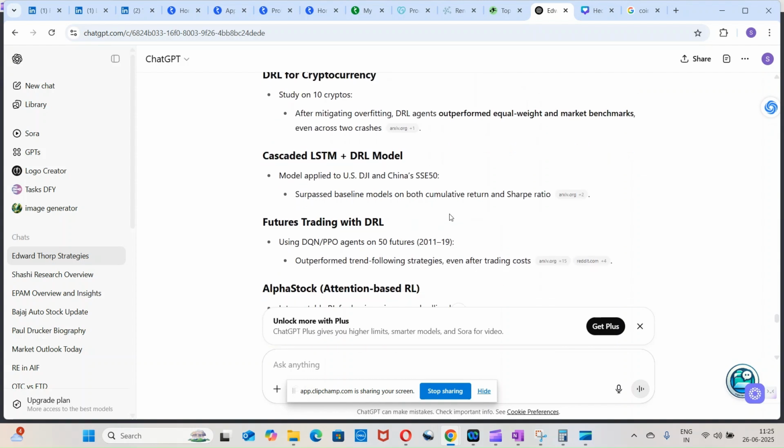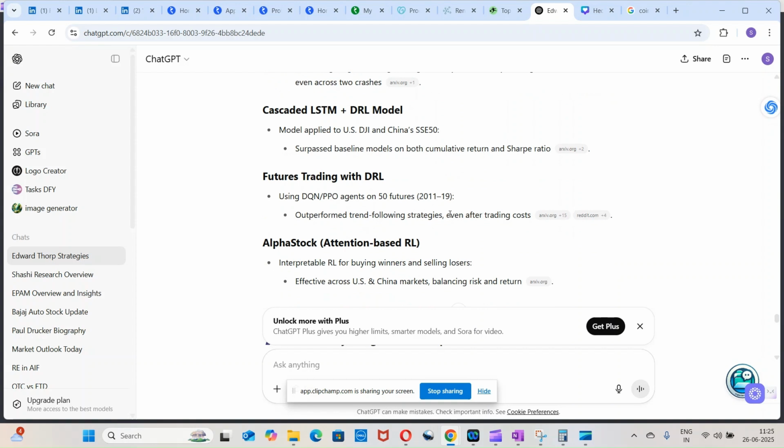Cascaded LSTM plus DRL model. LSTM is long short-term memory, and DRL is the deep reinforcement learning model. When it was applied to the US Dow Jones Index and China's SSE 50, it surpassed baseline models on both cumulative return and Sharpe ratio. So it's outperforming the benchmark, that's for sure. And it's working in both bull and bearish markets also.